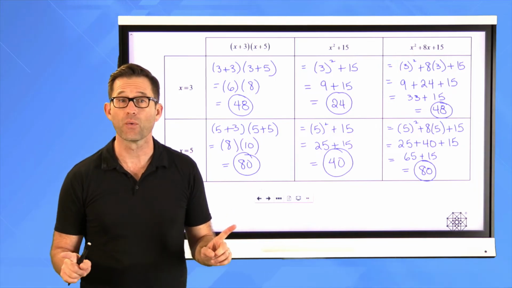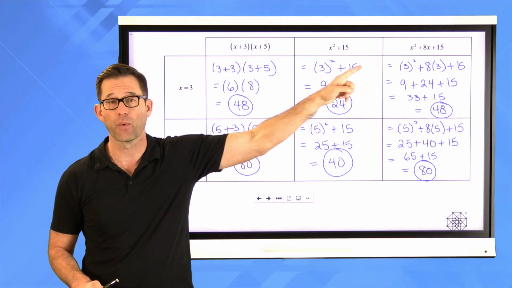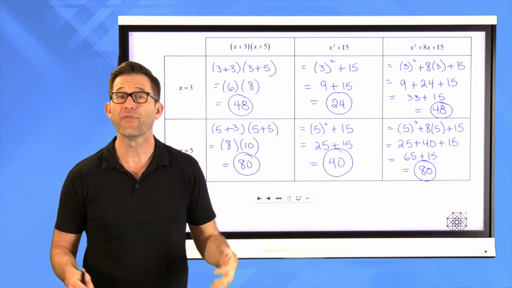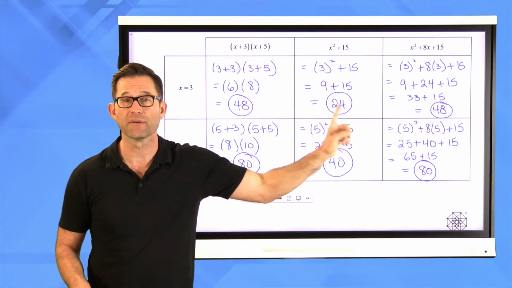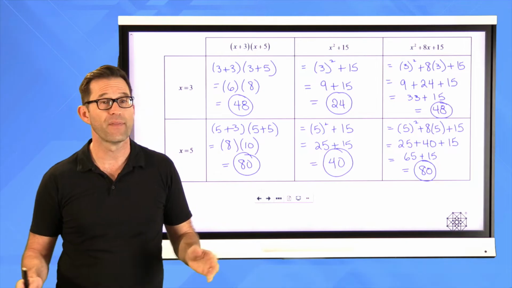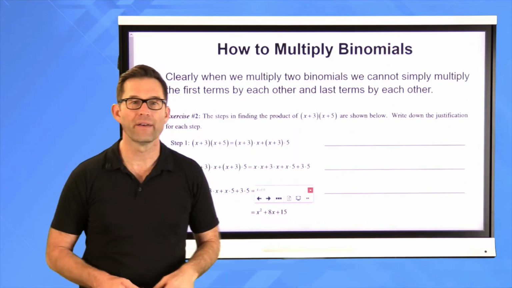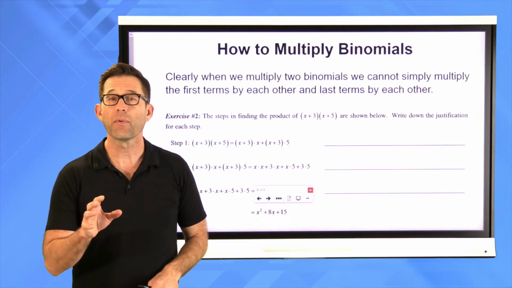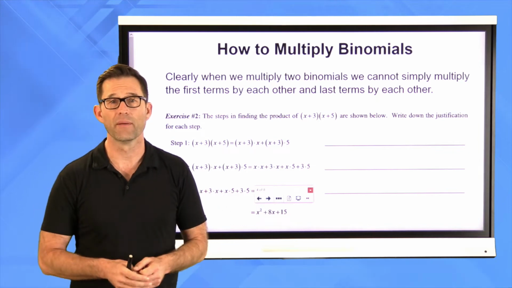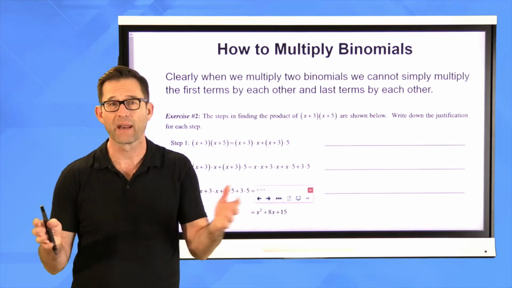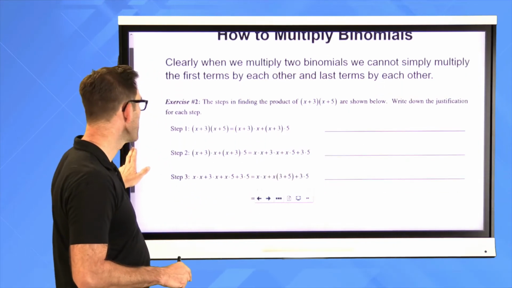And we know for certain one thing, which is that x plus 3 times x plus 5 is not x squared plus 15, right? If those were equivalent, then the values that we came up with here would be the same as the value that we came up with there, and they aren't. So let's take a look at how we multiply binomials. Clearly, when we multiply binomials from that last exercise, we can't just multiply the first terms together and multiply the last terms together and then add them or subtract them or whatever. That doesn't work.